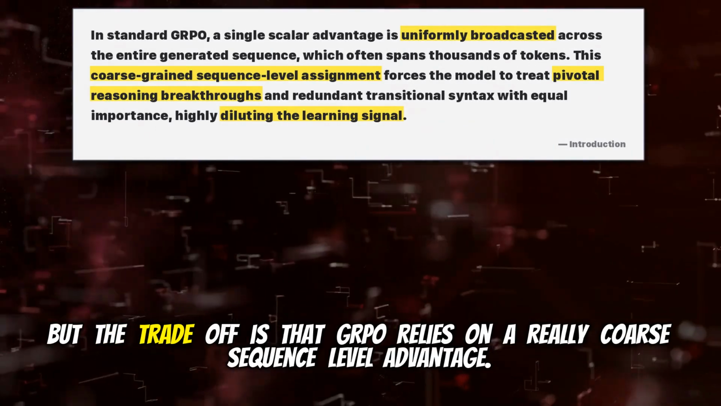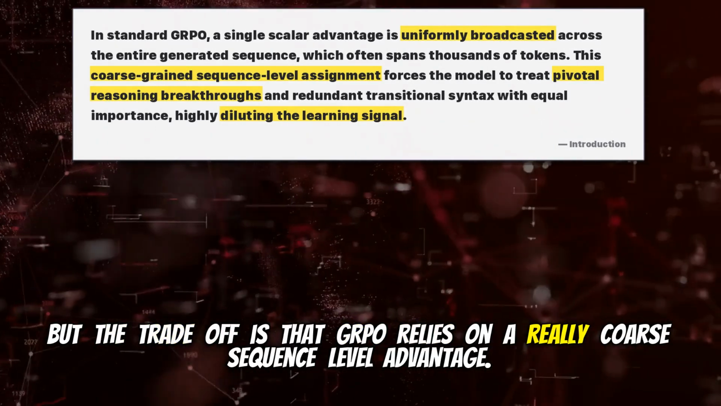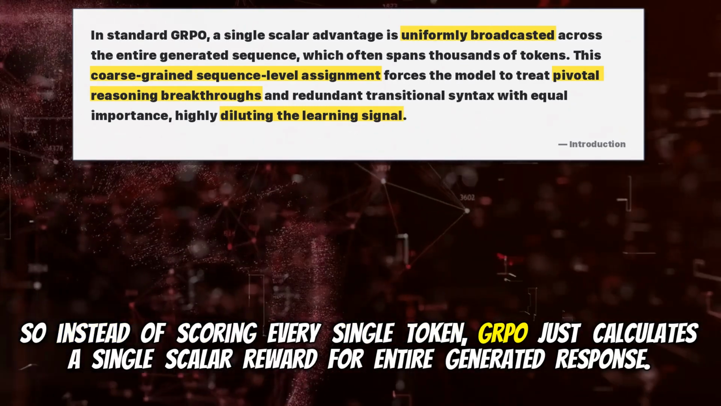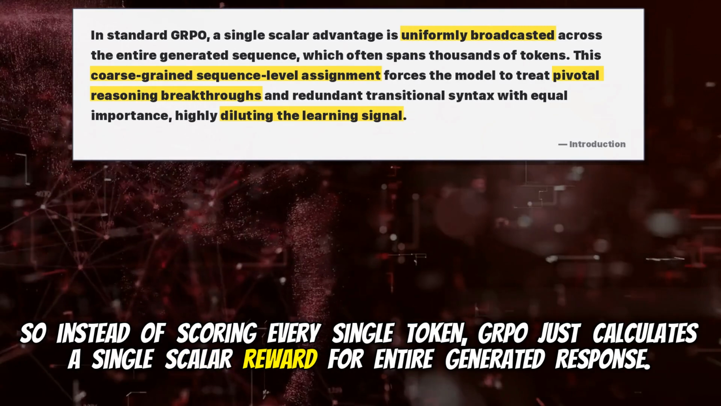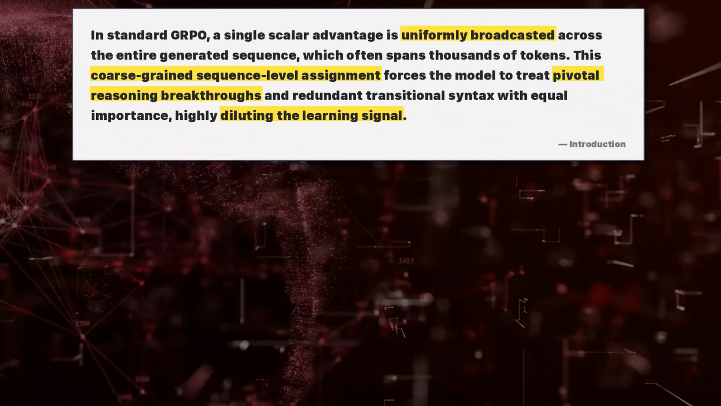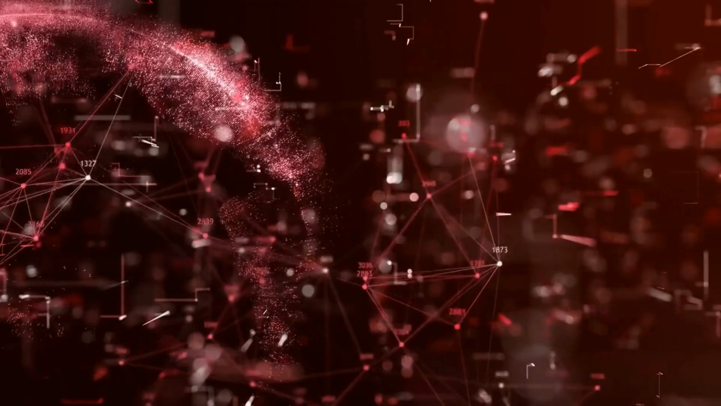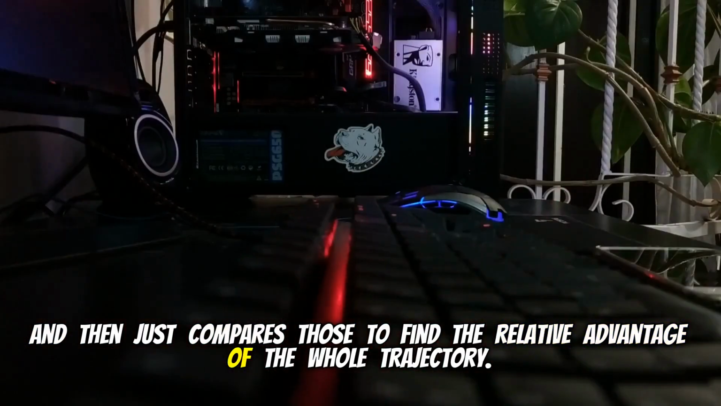Right. But the trade-off is that GRPO relies on a really coarse sequence-level advantage. Yeah, so instead of scoring every single token, GRPO just calculates a single scalar reward for the entire generated response. So it generates a bunch of responses to a prompt, scores them based on the final answer, and then just compares those to find the relative advantage of the whole trajectory.